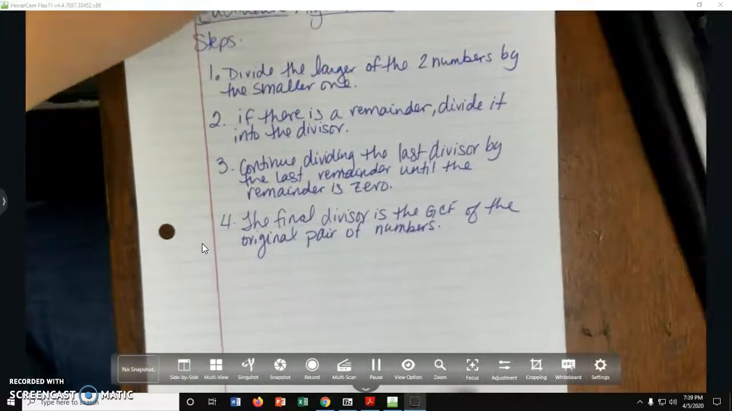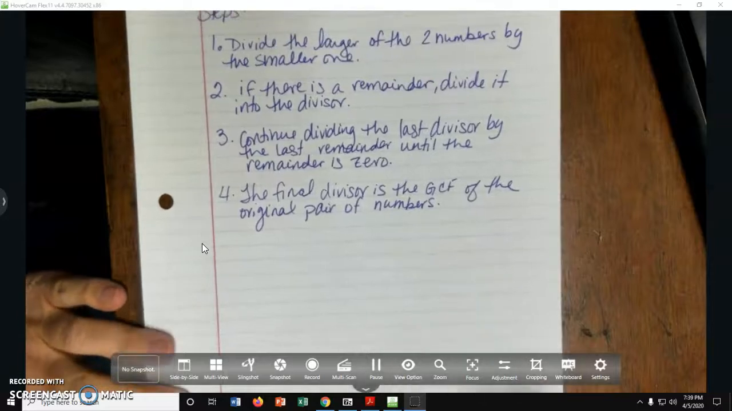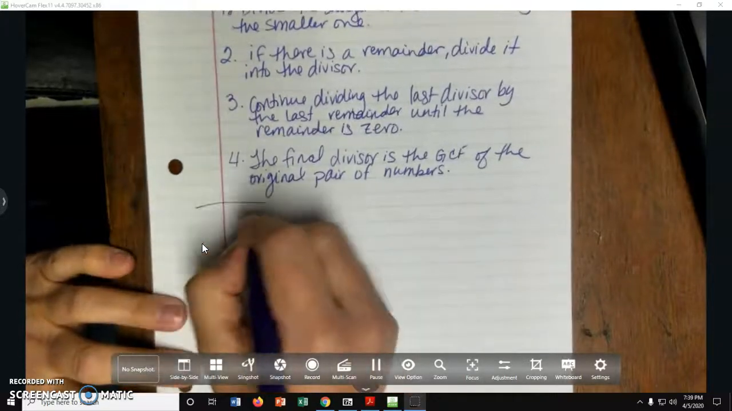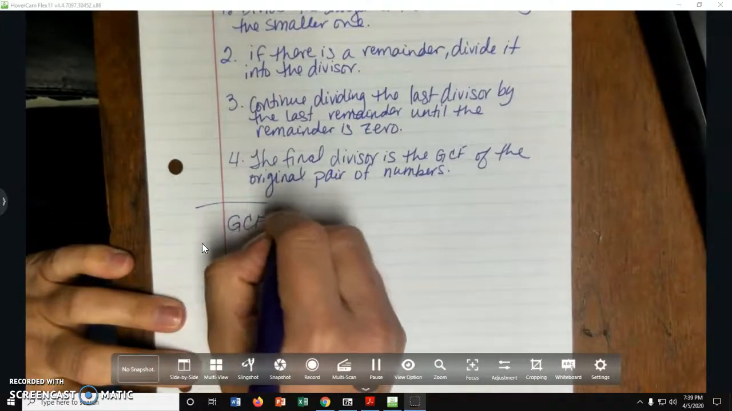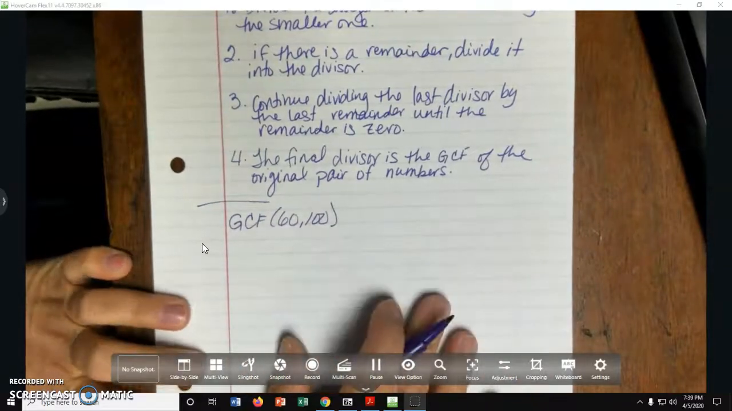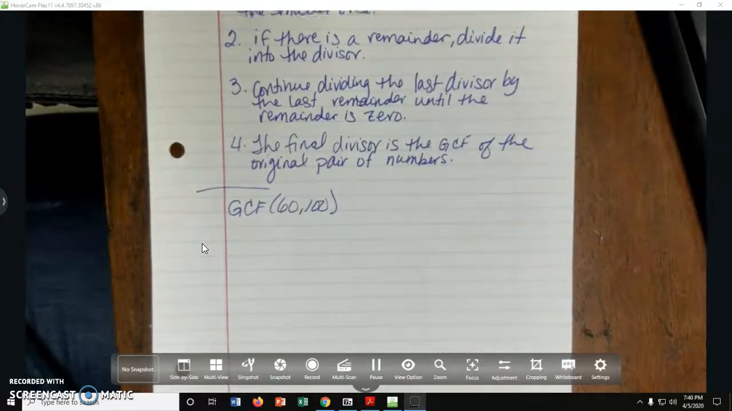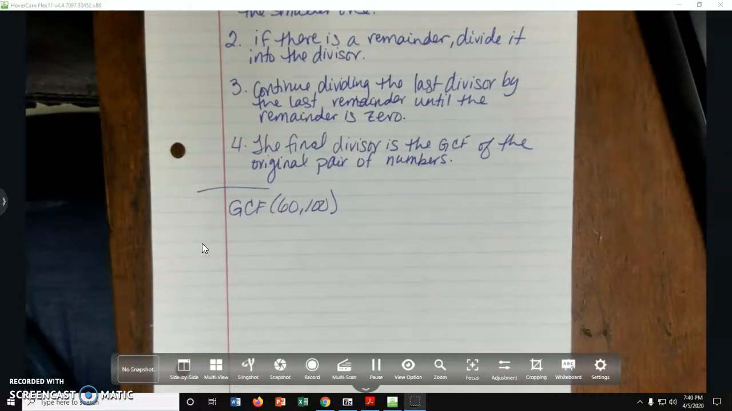All right, welcome back. This will all make a lot more sense after we do a couple of examples. So, example number 1, what is the greatest common factor of 60 and 100? That's what we're going to try and find. A lot of us can already figure this out in our head at this point in time, but let's go ahead and look at it as far as the Euclidean algorithm.